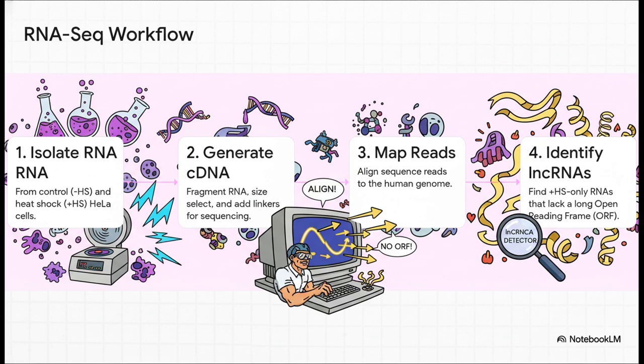Step 3 is all computer work. You map all those millions of sequence reads back to the human genome. And here's the payoff, Step 4. You start looking for RNAs that are only in your heat-shocked sample. And the final check? To make sure it's a non-coding RNA, you confirm it doesn't have a long open reading frame. You know, that's the signal that screams, make a protein here.